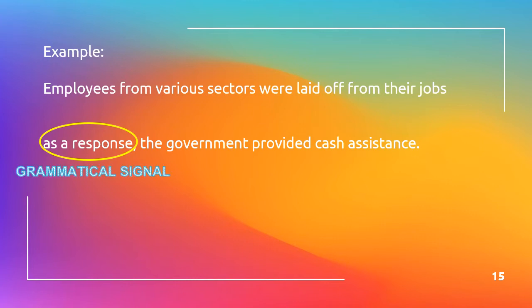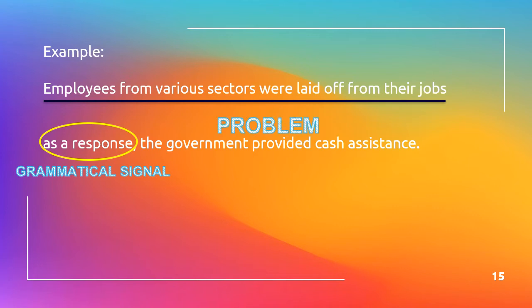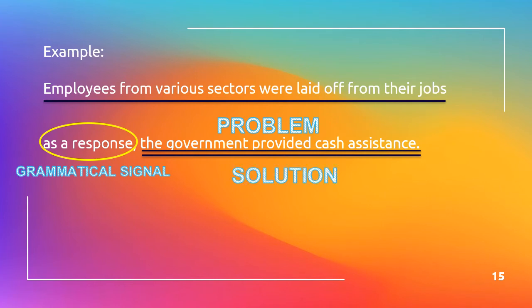Now, what do you think is the problem being stated in the sentence? Okay, so the problem is employees from various sectors were laid off from their jobs. So what do you think is the solution here? Of course, the government provided cash assistance. So we provide the problem, then we use the grammatical signal "as a response" to address the problem, and we give now the solution. So that's an example of a problem solution.